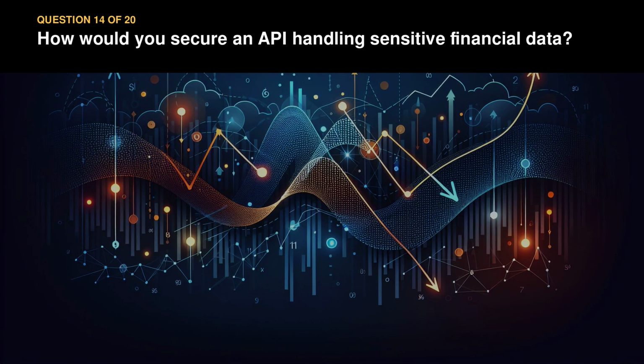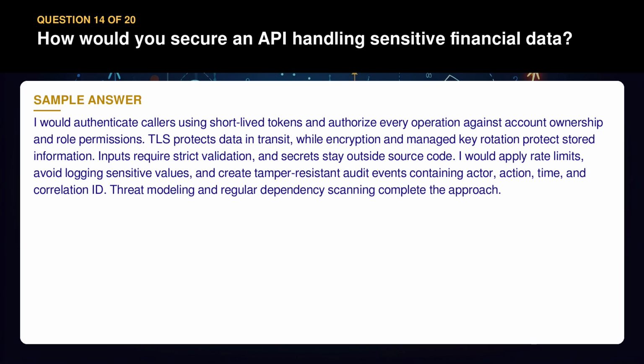Question 14. How would you secure an API handling sensitive financial data? I would authenticate callers using short-lived tokens and authorize every operation against account ownership and role permissions. TLS protects data in transit, while encryption and managed key rotation protect stored information. Inputs require strict validation, and secrets stay outside source code.